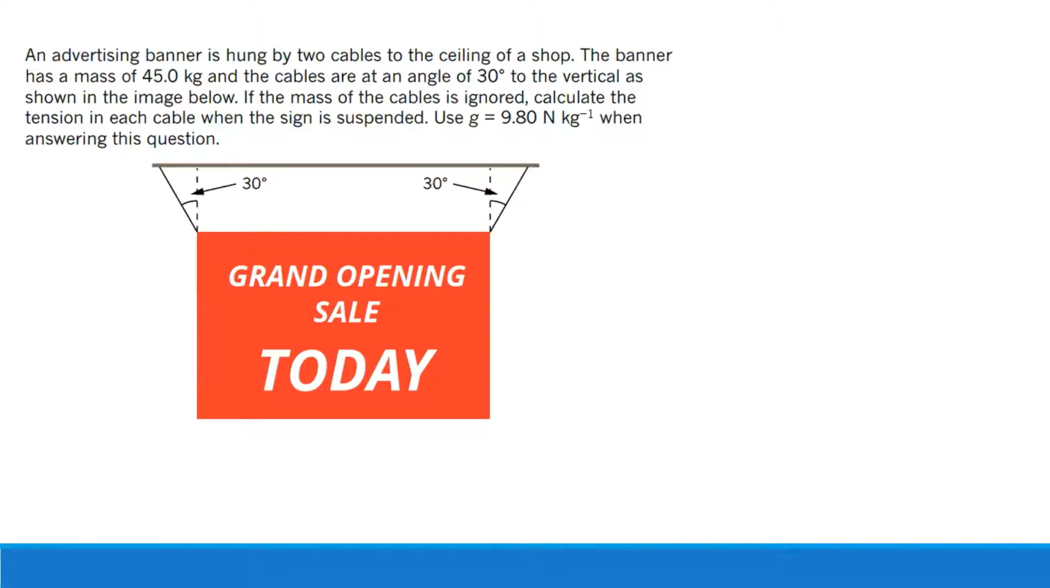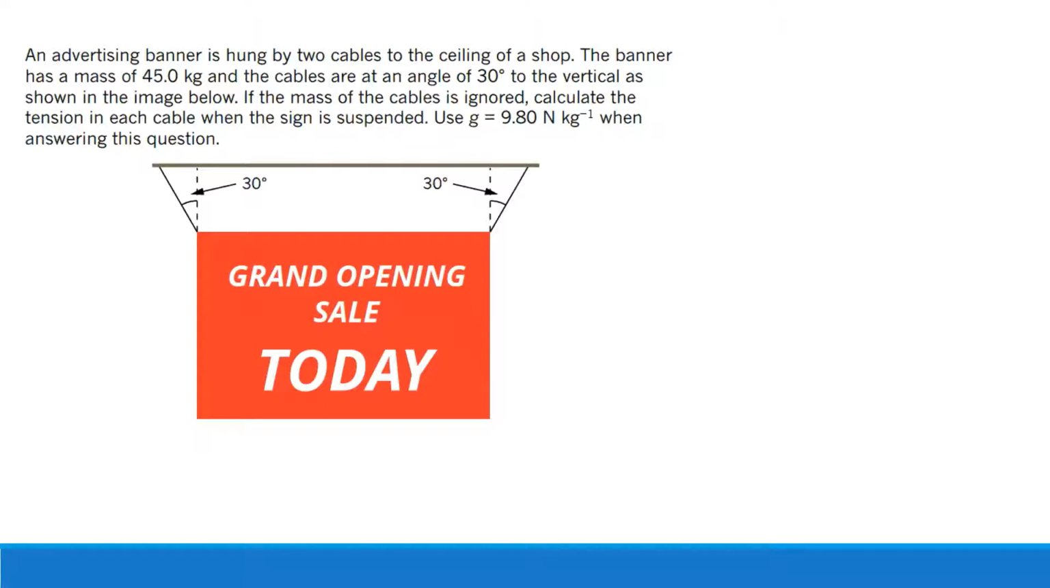An advertisement banner is hung by 2 cables to the ceiling of a shop. The banner has a mass of 45 kilograms. The cables are at an angle of 30 degrees to the vertical, as shown in this image below. If the mass of the cables is ignored, calculate the tension in each of the cables when the sign is suspended. Use g equals 9.8 newtons per kilogram when answering this question. So that's just the acceleration of gravity. That's a weird way to write acceleration, but okay, whatever.